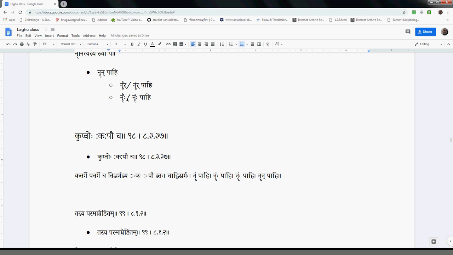So visarga will not be replaced by a sakara. It will not even remain visarga. What happens to that visarga which is followed by a kakara or a pakara? Here the situation is pakara. What will happen? He says it will become jivha mulya. He says kapoho.